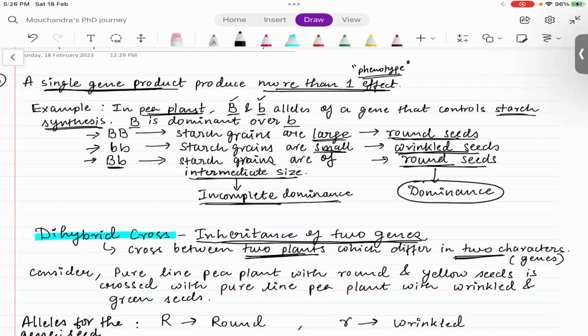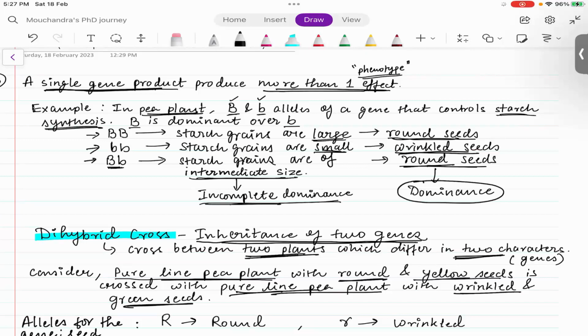So consider a pure line pea plant with round and yellow seeds, and another pea plant, also pure line, which has wrinkled and green seeds. So here 2 characters are chosen. One is the shape of the seed, which can be either round or wrinkled, and another is the color of the seed, which can be either yellow or green.